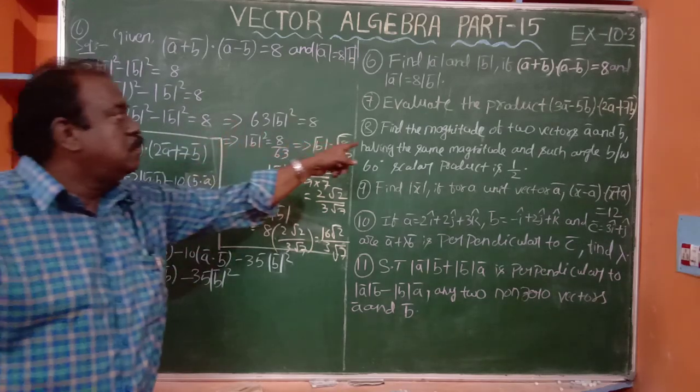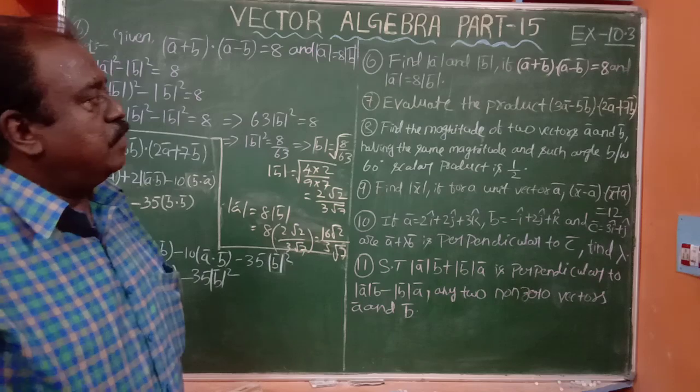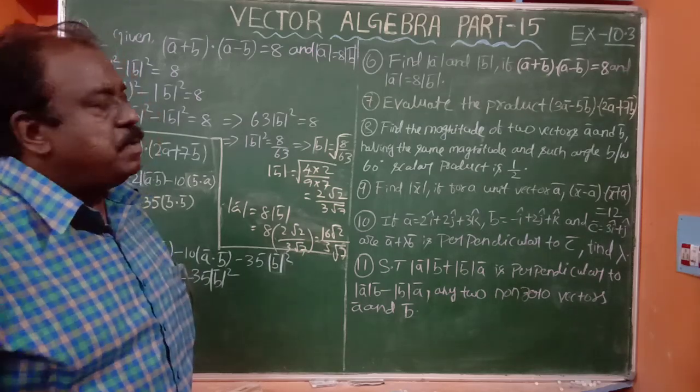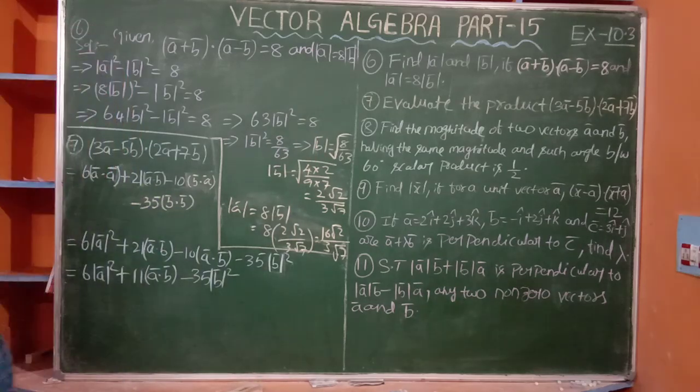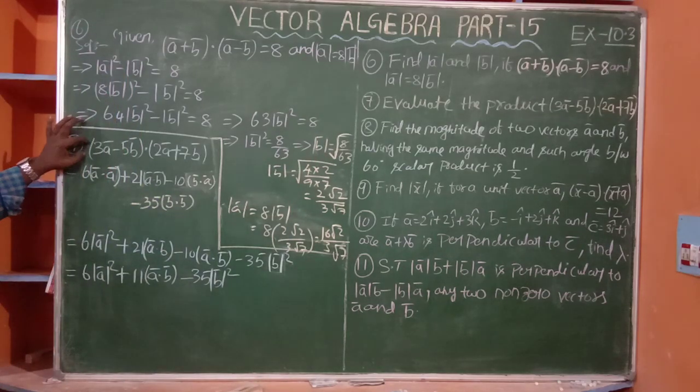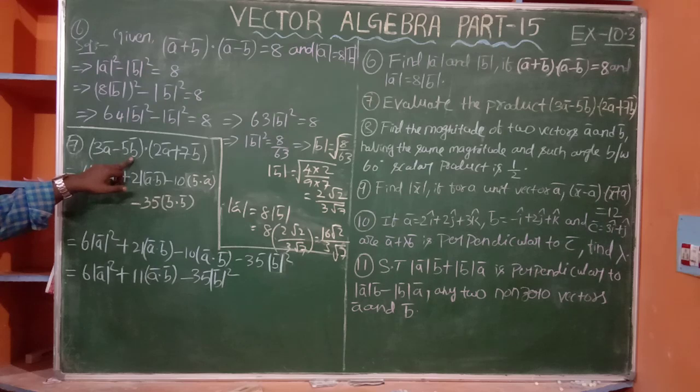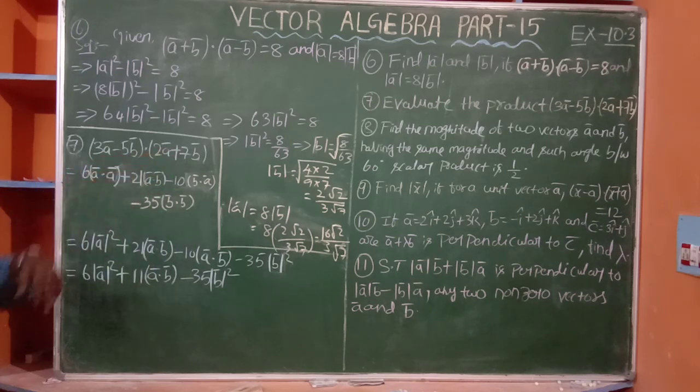Next, seventh. Evaluate the product (3a bar minus 5b bar) dot (2a bar plus 7b bar). The same thing is written here: 3a minus 5b dot 2a plus 7b.